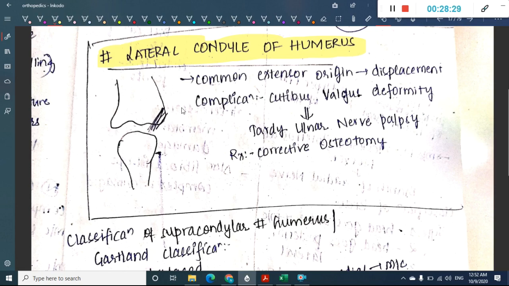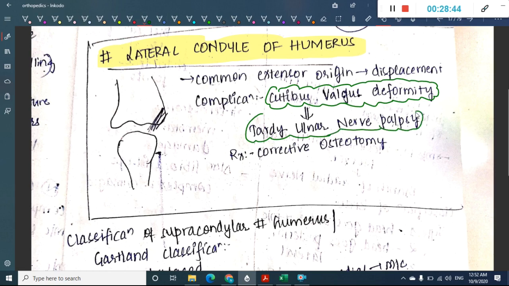So because this causes displacement of the lateral condyle of humerus, what is the complication? This will lead to cubital valgus deformity. This cubital valgus deformity will lead to something called tardy ulnar nerve palsy, which is very important in lateral condyle of humerus fractures. This is very important. Then how are you going to correct this deformity? Obviously, you should do a corrective osteotomy for this deformity.